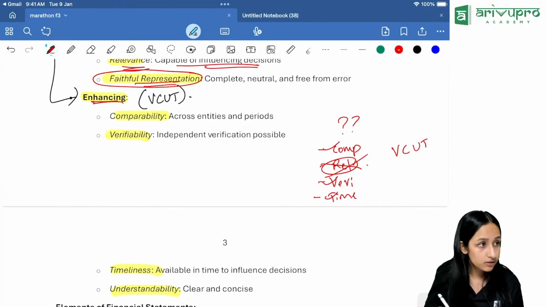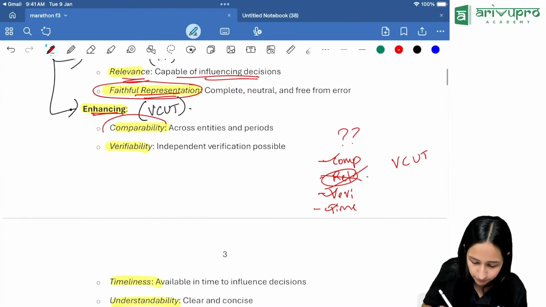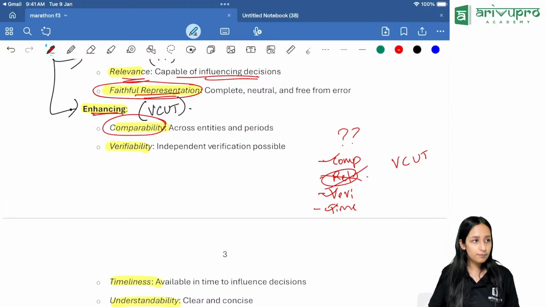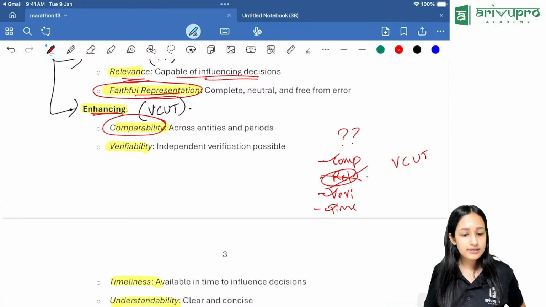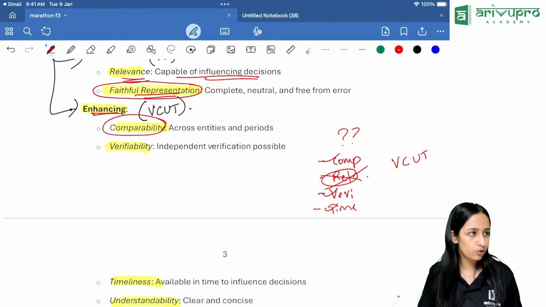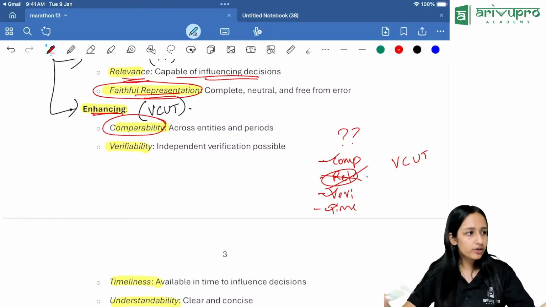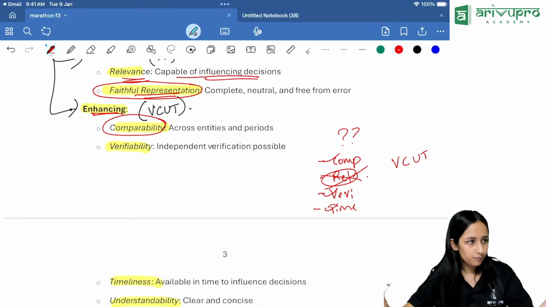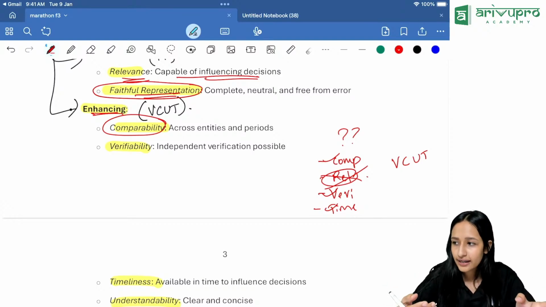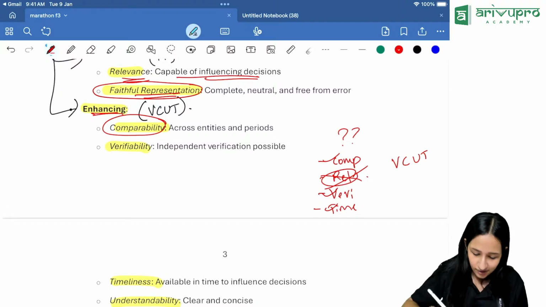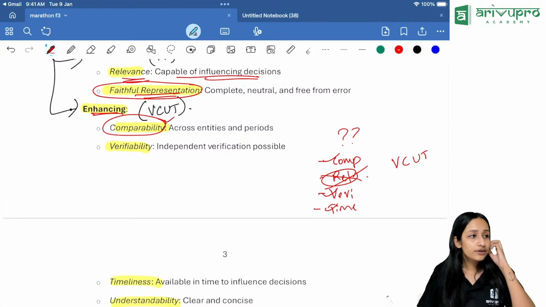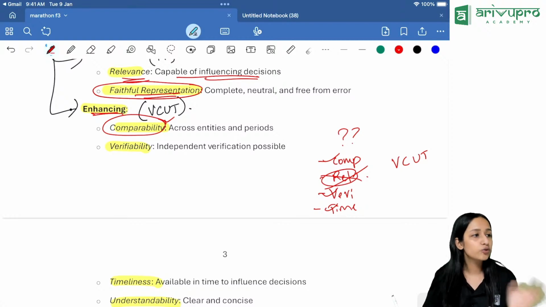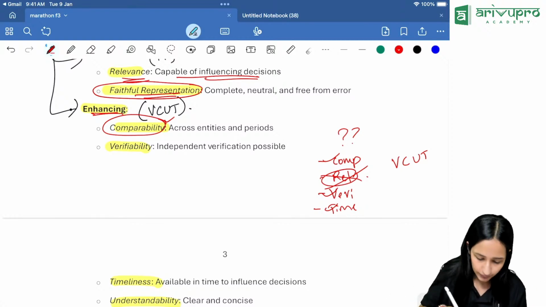Coming to enhancing qualitative characteristics, we have comparability. Investors want to compare the data. That's when they will understand where to invest their money. Just because they have two companies and they like the name, they're not investing there. They'll have to compare the data. And if the data is not good, that's when they will try to look into something better, right? So comparability is a very, very important factor whenever we're looking at qualitative characteristics.